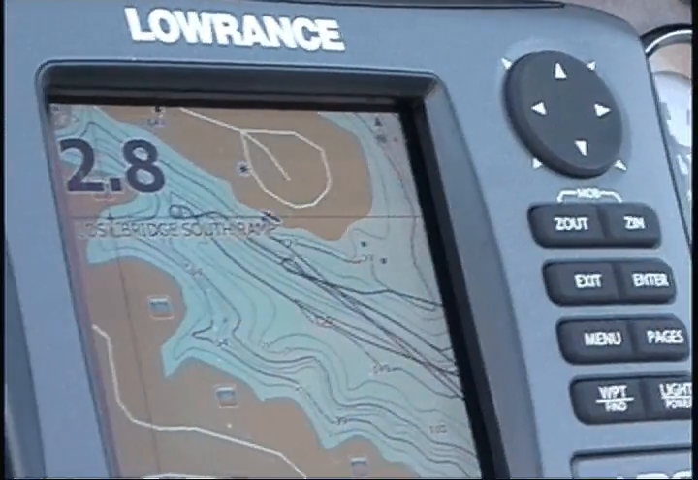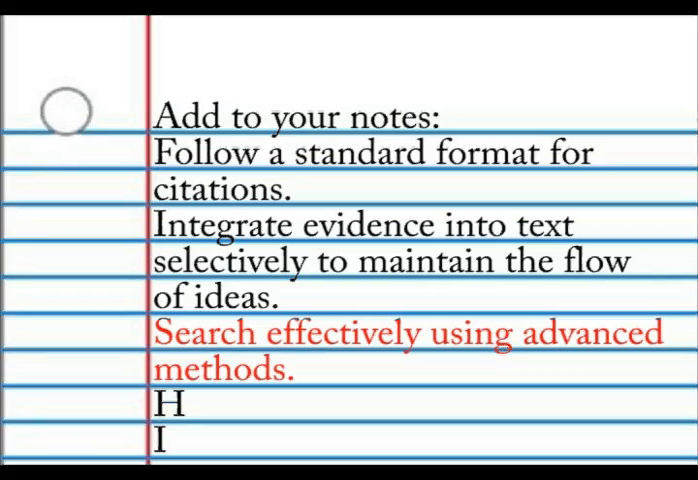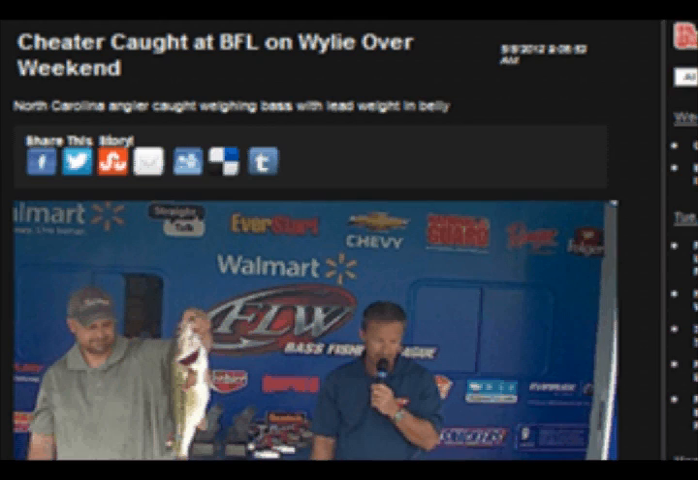The letter S in FISH stands for Search Effectively Using Advanced Search Methods. While internet search engines like Bing, Yahoo, and Google are fine for casual searches for information, students should use academic searches such as Google Scholar, OneSearch, and/or other searches suggested by your instructor.